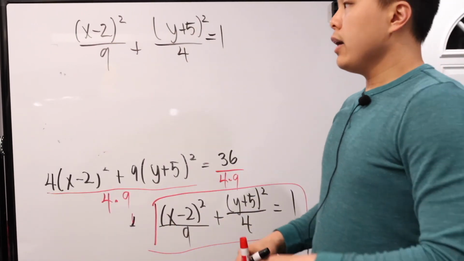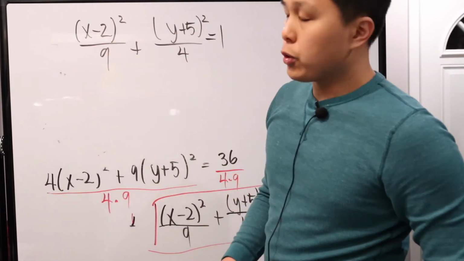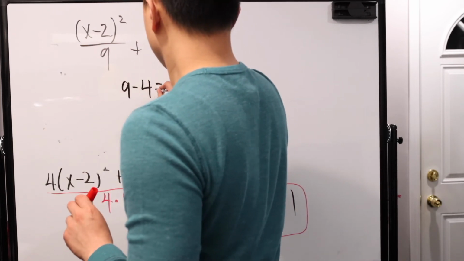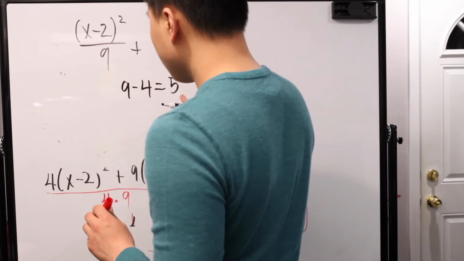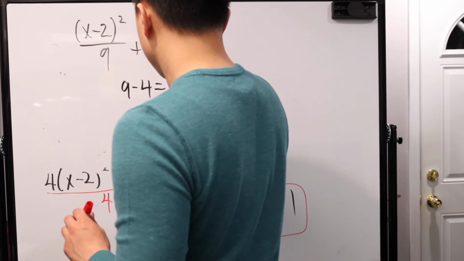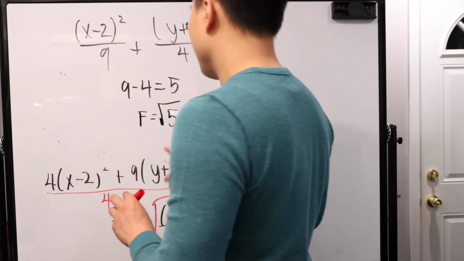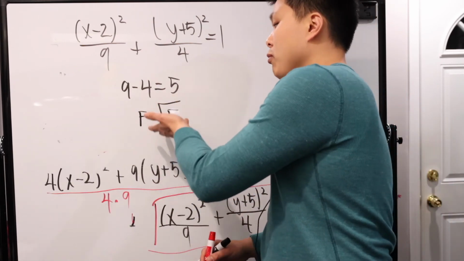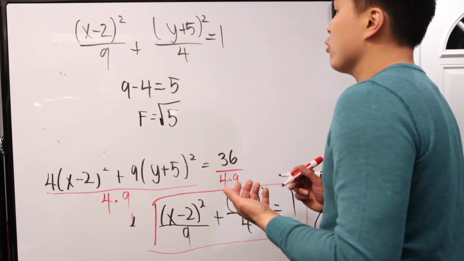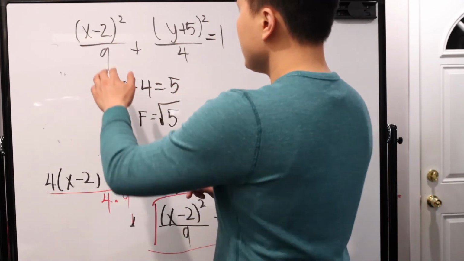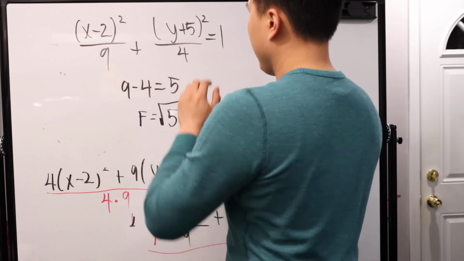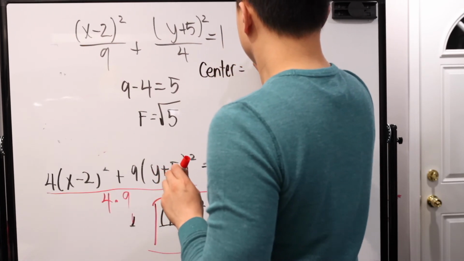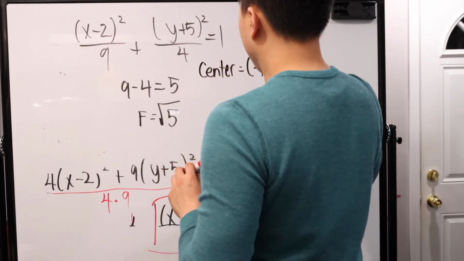Okay, cool. Now we can find the focus point. 9 minus 4 equals 5, right? That's f squared, so technically f is going to be the square root of 5. And here's the other thing. F is not always a pleasant number to work with. It's just a number. In this case, square root of 5, not a great number, but doesn't matter. Our center is going to be 2 and negative 5. Center equals 2, negative 5.